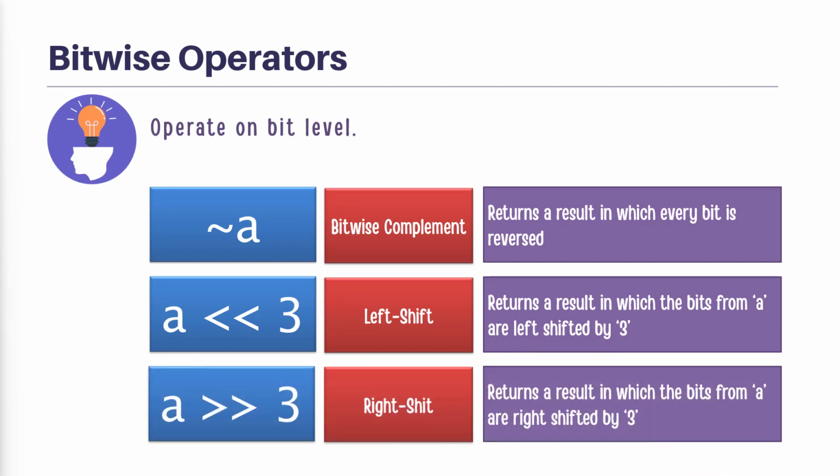We can also shift the bits to the right by using right shift operator. It is represented by two angle brackets pointing towards the right. It also has similar syntax. Integral operand followed by the operator followed by a number. The number on the right hand side of the operator indicates how many bits should be shifted to the right.